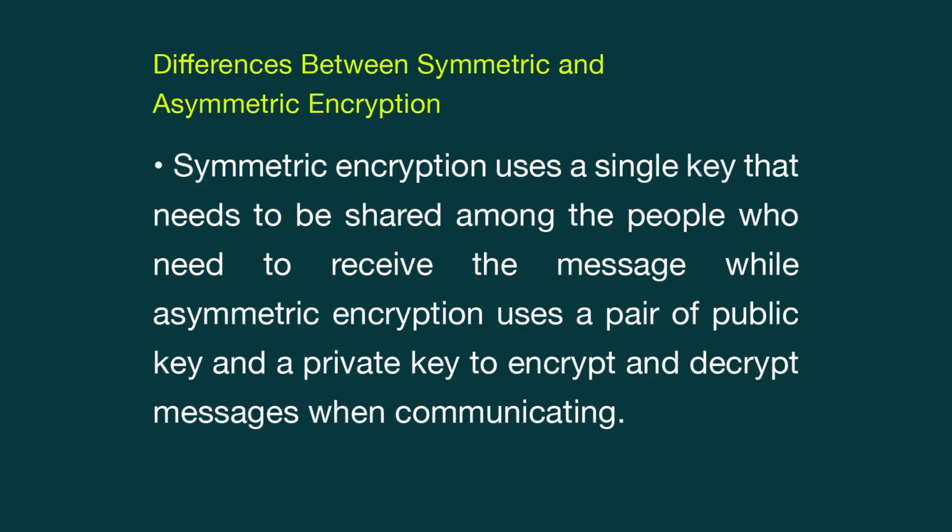Now we will see the differences between symmetric and asymmetric encryption. Symmetric encryption uses a single key that needs to be shared among the people who need to receive the message, while asymmetric encryption uses a pair of public key and private key to encrypt and decrypt messages when communicating.